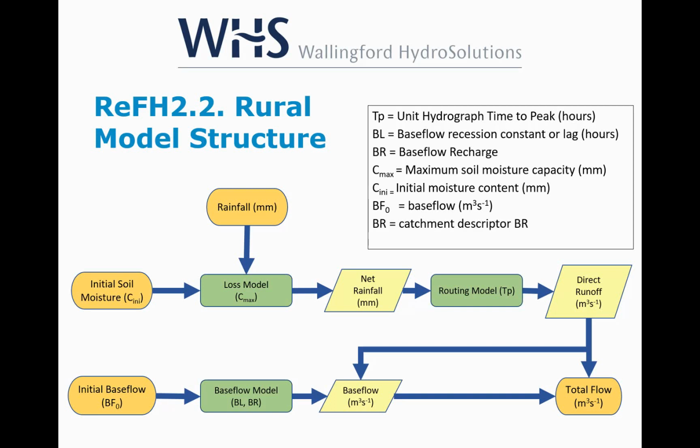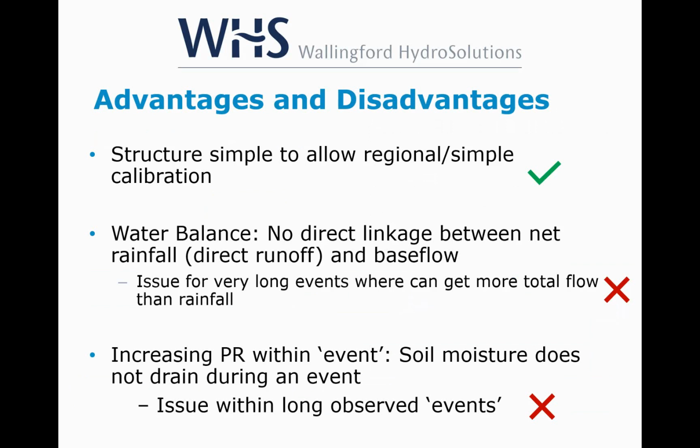The top bit here is controlling the loss and the routing, the direct runoff, and the bottom bit is the base flow. So you can see there's no direct links between those two aspects. So what are the advantages and disadvantages of this simple structure? Well, first of all, because it is so simple, we can calibrate it fairly easily using a minimal number of events if we've got gauge data. And because it is simple, it also allows us to estimate our parameters using regionalised models.